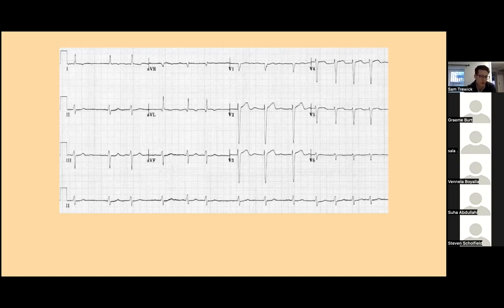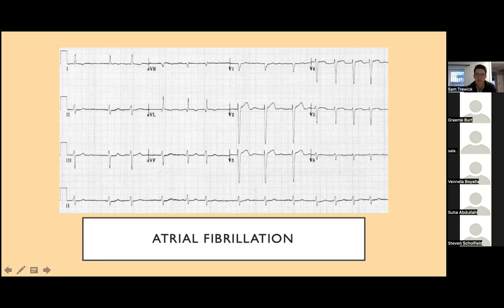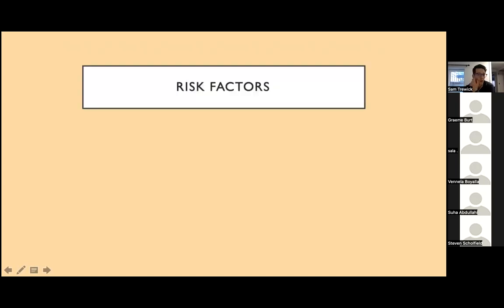Does anyone disagree or have any comments on that at all? Are we happy and can we see that? Fine. So moving on, thinking about AF in general now. Who gets AF? What are the risk factors for that? If people want to put things in the chat or shout out on the microphone.